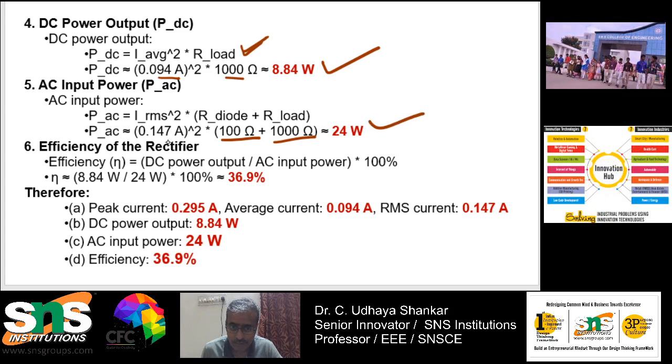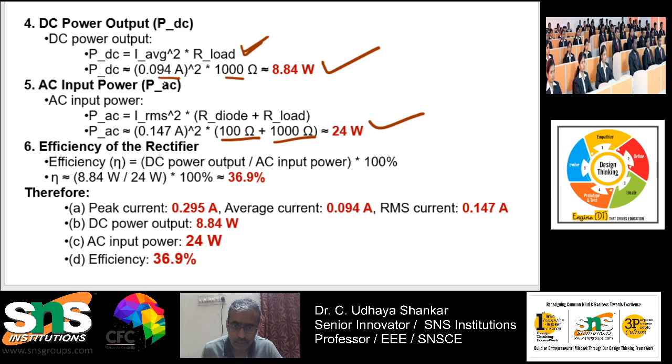So, IRMS we have calculated as 0.147 in the previous calculation. Okay. So, I average is 0.094 and IRMS is 0.147. So, finally, you got 24 watts.